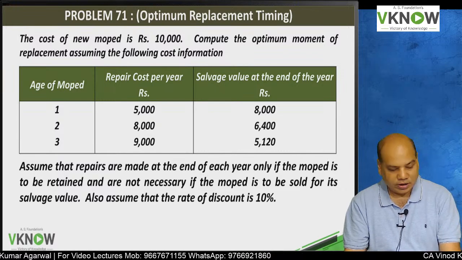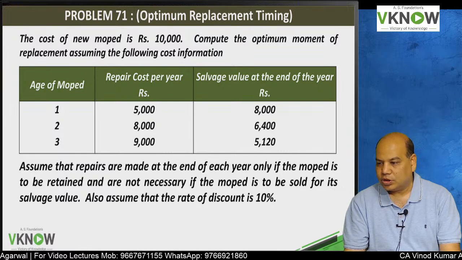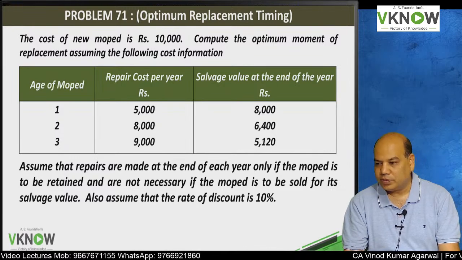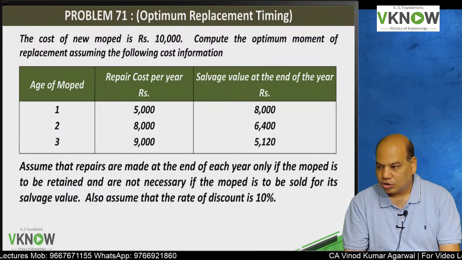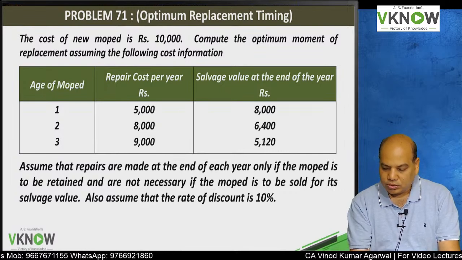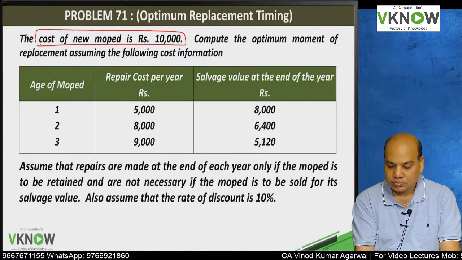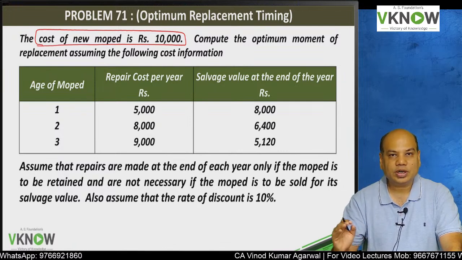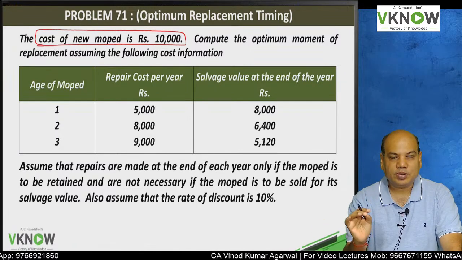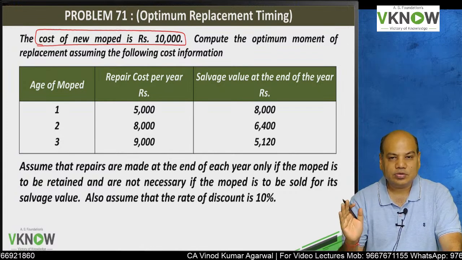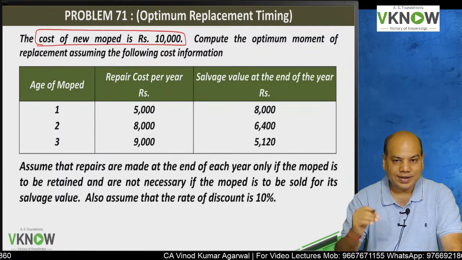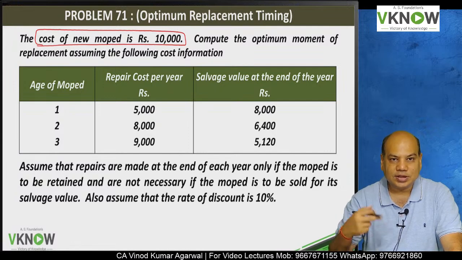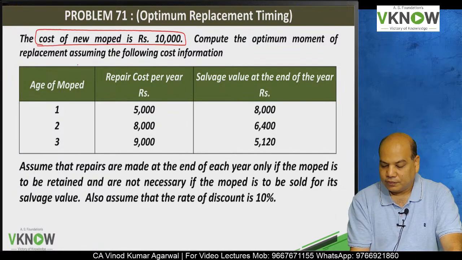Come to question number 71. The cost of the new moped is rupees 10,000. Compute the optimum moment of replacement assuming the following cost information. So whenever you buy this moped, it will cost you 10,000 rupees and you have to find out when it should be replaced. So it is the optimum replacement cycle of an asset. It is not the second type, it is the first type of problem. You have an existing asset, and you want to know when you should replace it with the same asset, and you are given the following information.